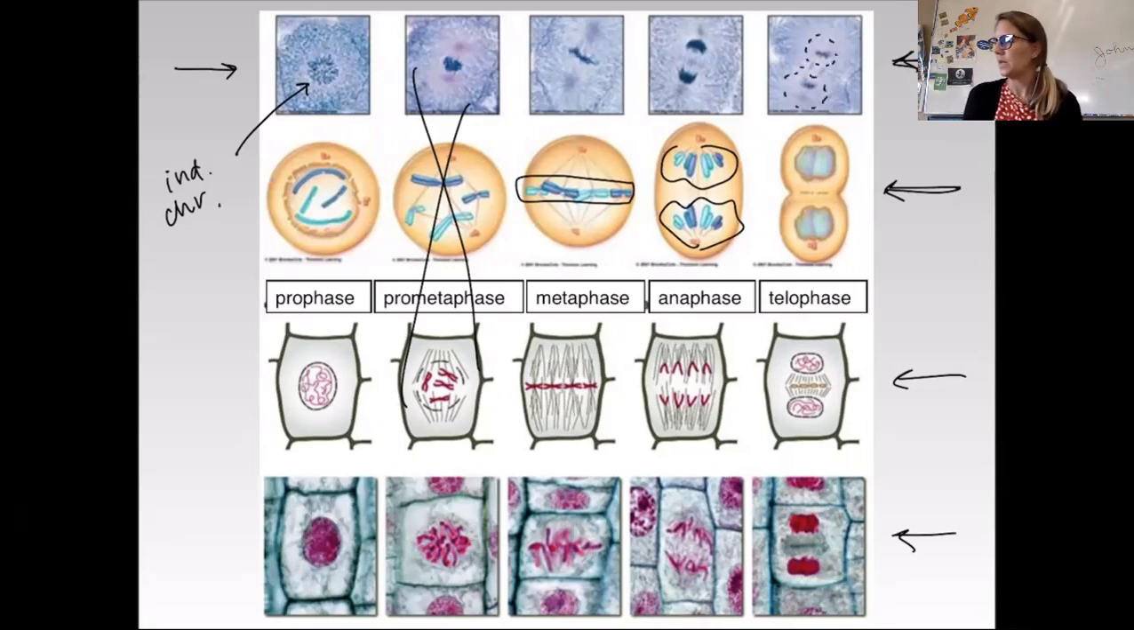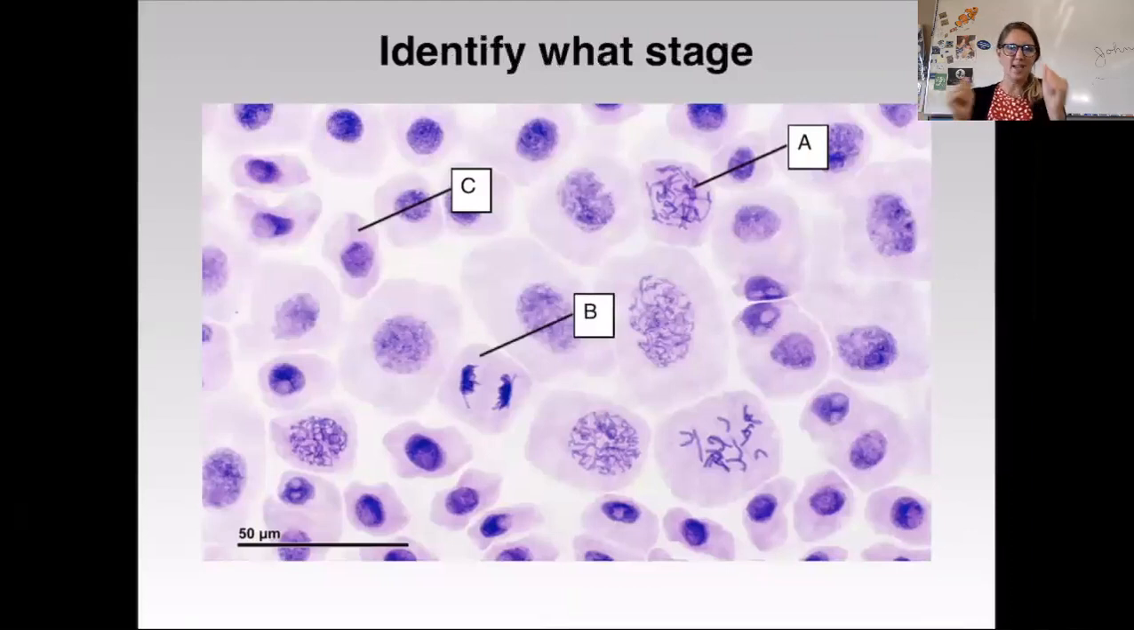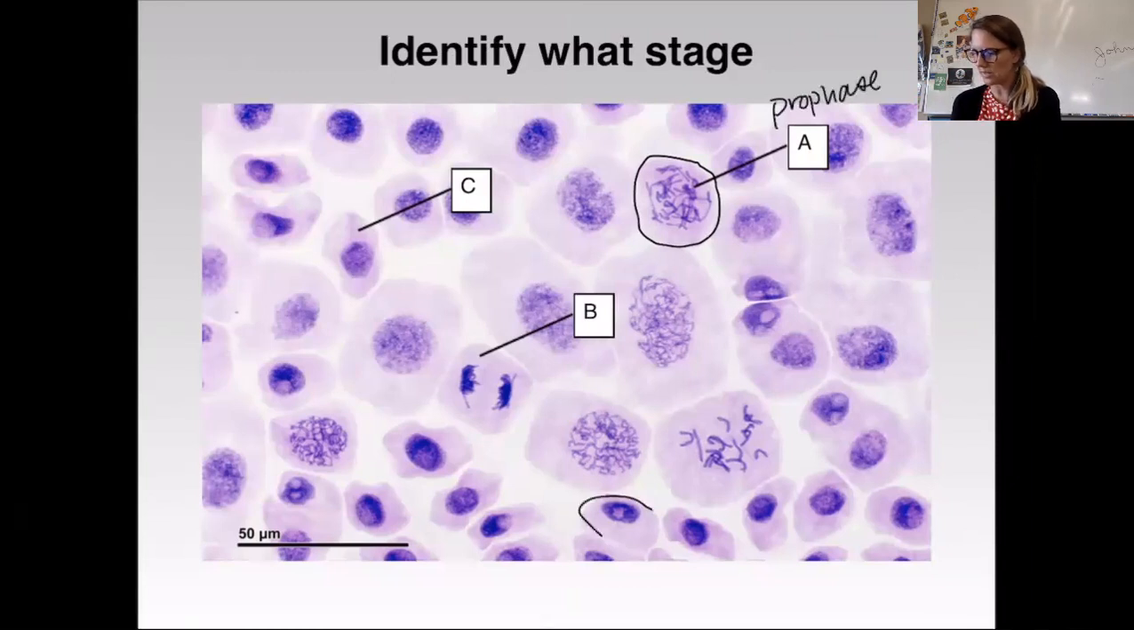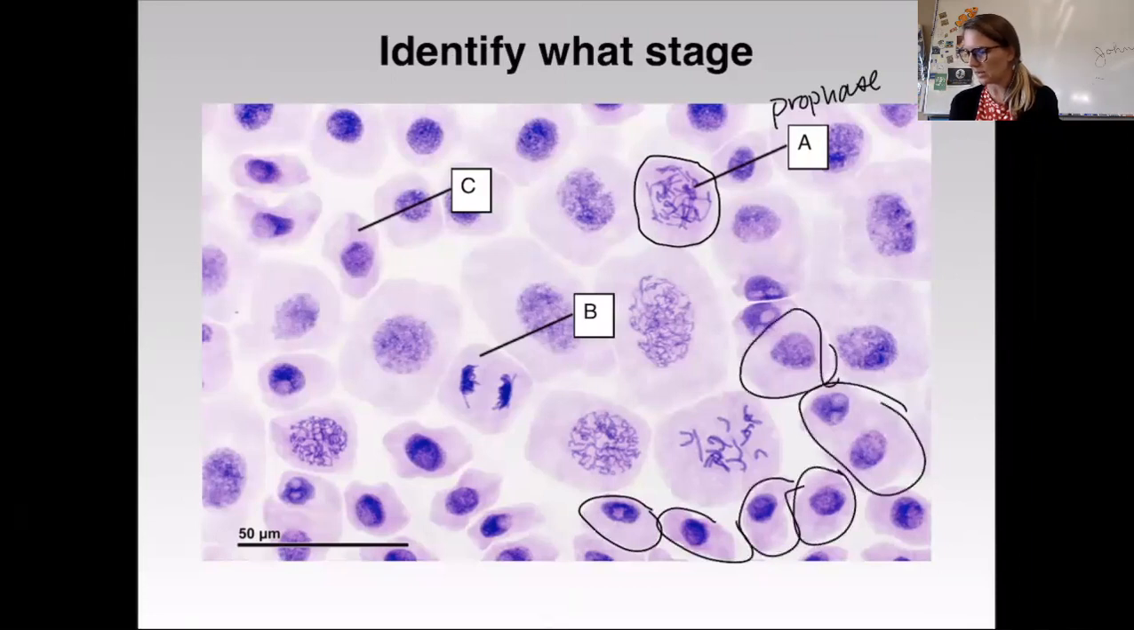All right. So let's do a little test. So A, what do you think this A cell is? Right. So notice, can you see individual chromosomes? Yeah. But are they lined up in any way? No. So I would call that prophase. Notice most of these cells, you can't see individual chromosomes. Those are all in interphase.